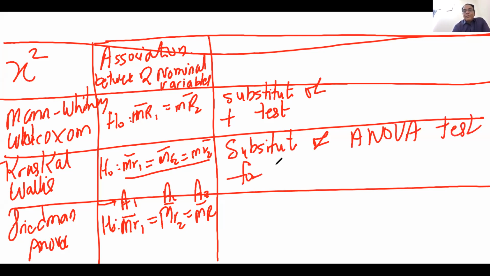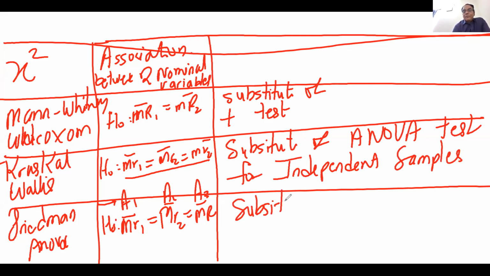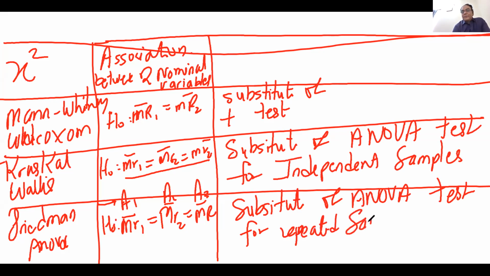for independent samples, and this is the substitute of ANOVA test for repeated samples, repeated or related samples. So in short, we have conducted 4 non-parametric tests today, and I hope you have some idea of all the different tests we have done.